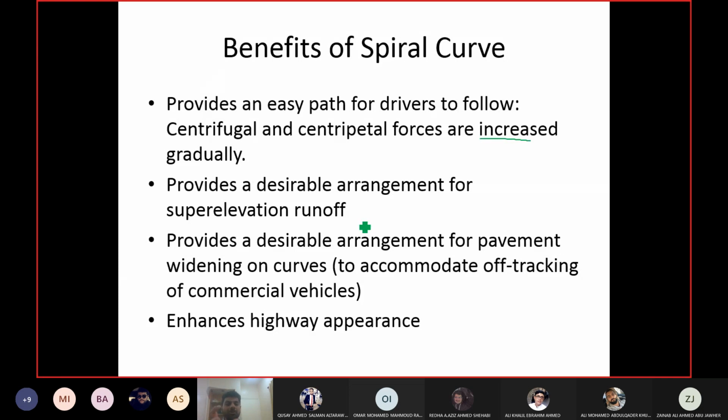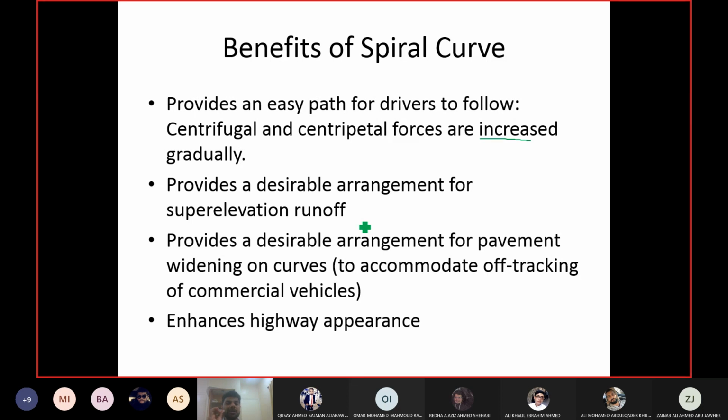So with a spiral curve, you are going into an ideal situation where the full super elevation runoff will happen on the spiral curve. So once the driver enters the circular curve, the cross slope is already equal to full super elevation.